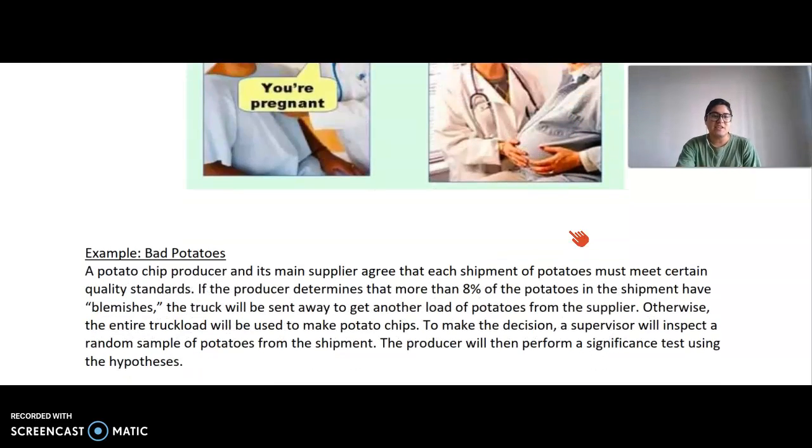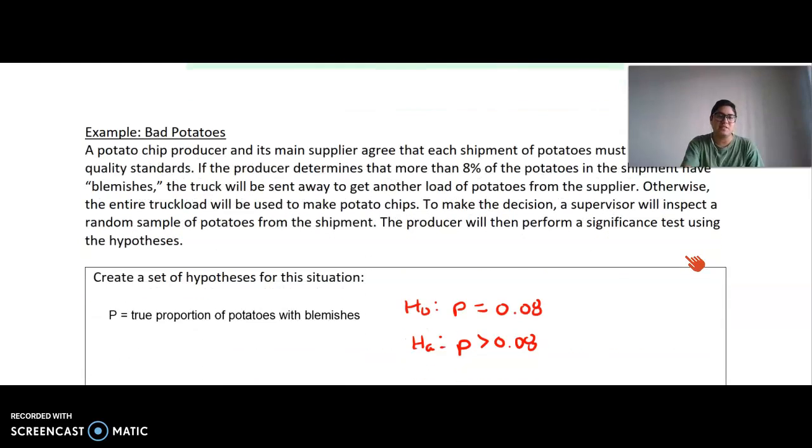So let's take a look here at some bad potatoes. A potato chip producer and its main supplier agree that each shipment of potatoes must meet certain quality standards. If the producer determines that more than 8% of the potatoes in the shipment have blemishes, the truck will be sent away to get another load of potatoes from the supplier. Otherwise, the entire truckload will be used to make those potato chips. To make the decision, a supervisor will inspect a random sample of potatoes from the shipment, and the producer will perform a significance test using the hypotheses.